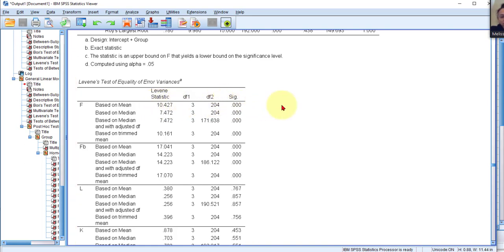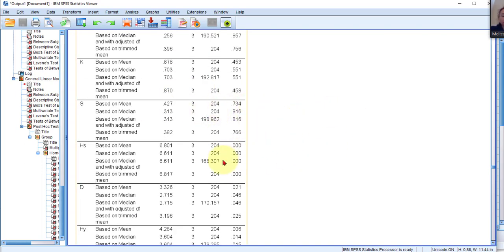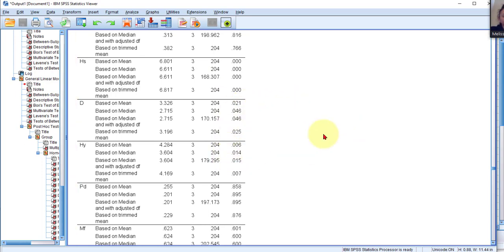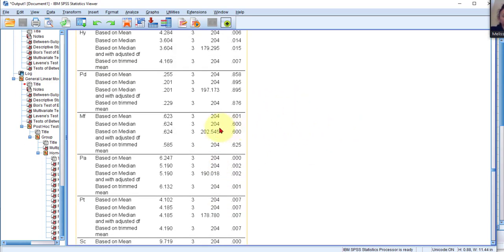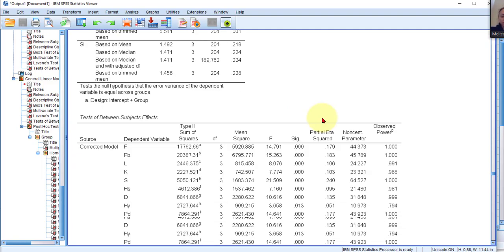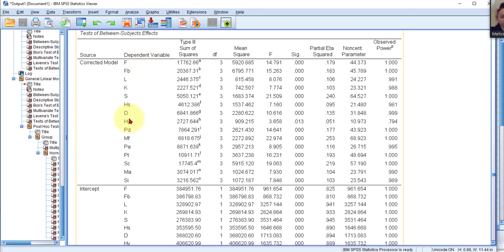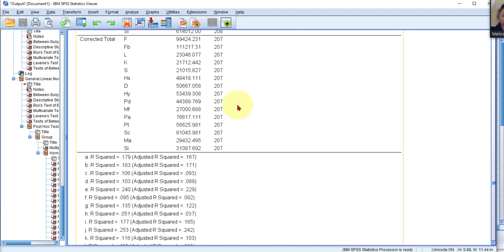So the spread of the data, the variance in the different groups, is not the same for F, for FB. It is for L, it is for K, it is for S, it is not for HS, it is not for HY, it is for PD, so about half and half it looks like here. So half of the data looks like it violated the assumption of homogeneity of variance, the other half did not. But let's keep moving on, and we already know that there's a significant difference somewhere between the groups in all of these. So now we're going down to the Tukey test.